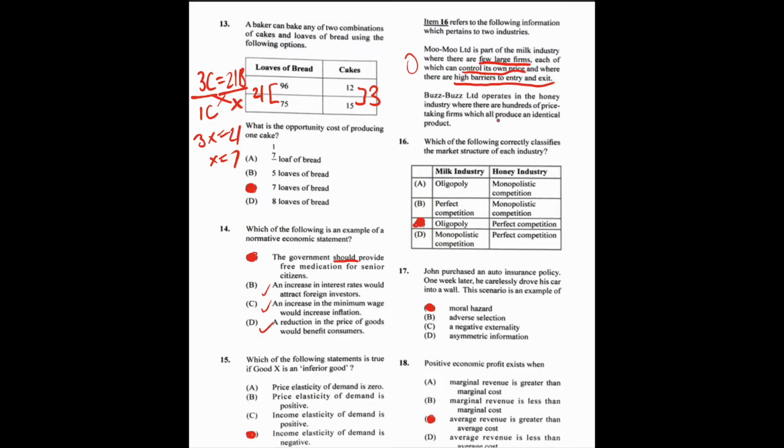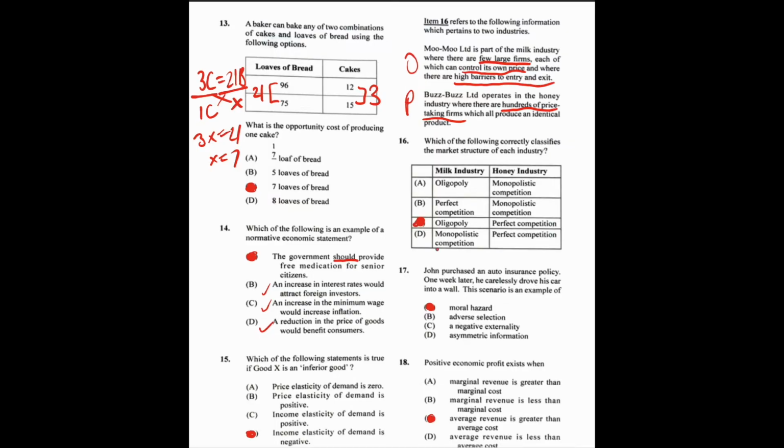BuzzBuzz says they operate in the honey industry where there's hundreds of price taking firms. Hundreds meaning that there's many sellers, and price taking, which is also a very important element of perfect competition. In fact, it's the only market structure that takes the price from the industry. So that gives it away for perfect, which will end up giving us the answer of C.